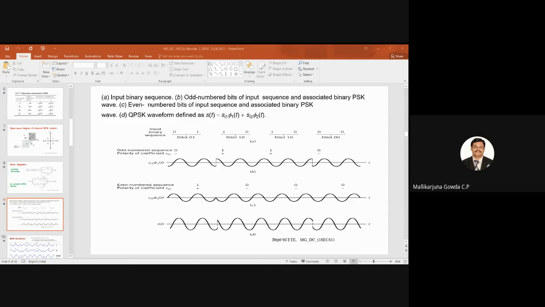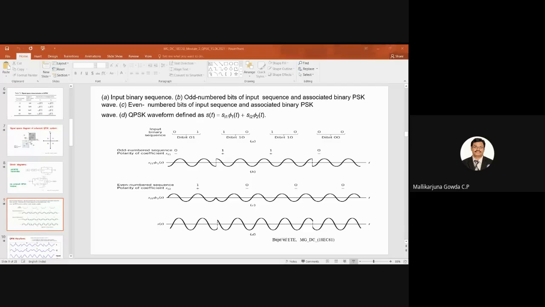If you write 1, 2, 3, 4, 5, 6, 7, 8, you take the bits 1, 3, 5, 7. So this is 0, then 1, then again 1, 0. So this will be the odd sequence, right? Similarly, the even sequence will be 1, then 0, then 0, then 0. So that is the even sequence, right?